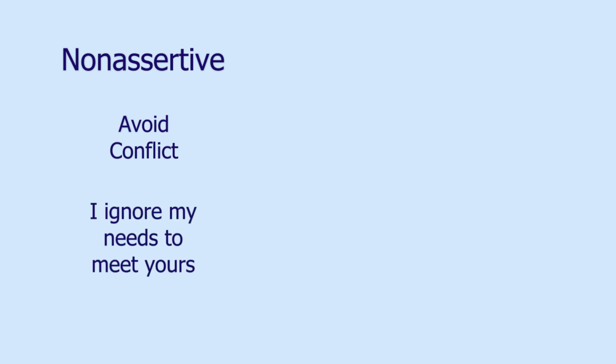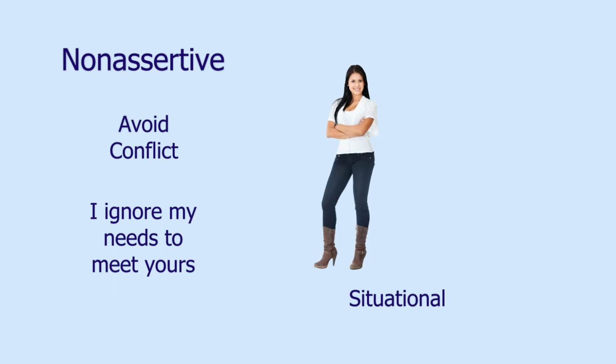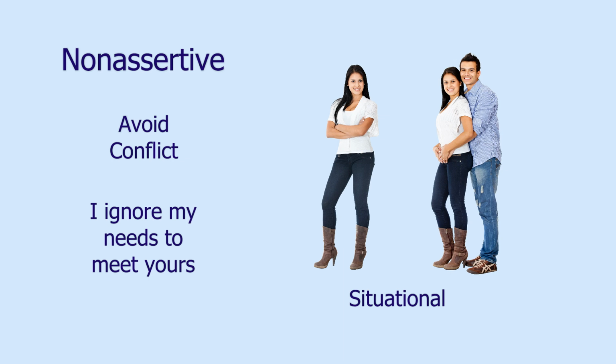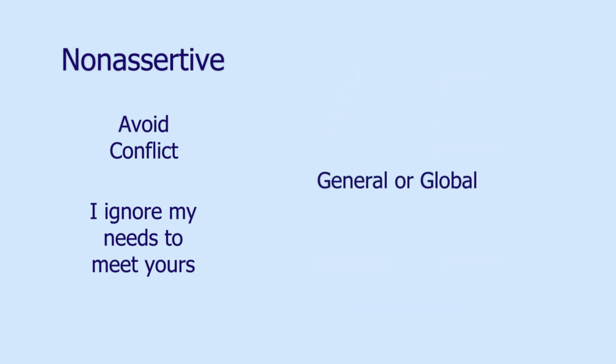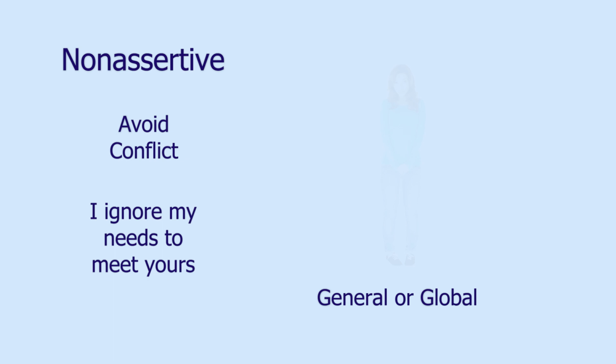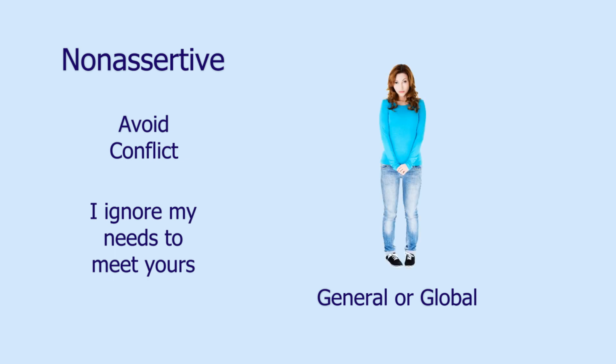The goal behind non-assertive behavior is to avoid conflict. This is done by ignoring your needs when they interfere with those of another. Furthermore, there are two basic types of non-assertive behavior. The first is situational non-assertiveness, where a person tends to be non-assertive in some types of situations, but not in others. For example, someone might be assertive at work, but non-assertive with his or her partner. The second type is general or global non-assertiveness, where a non-assertive style is someone's normal approach for resolving conflicts.